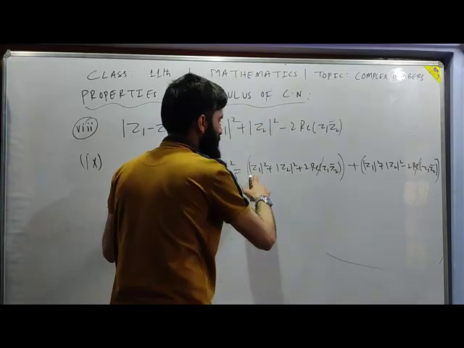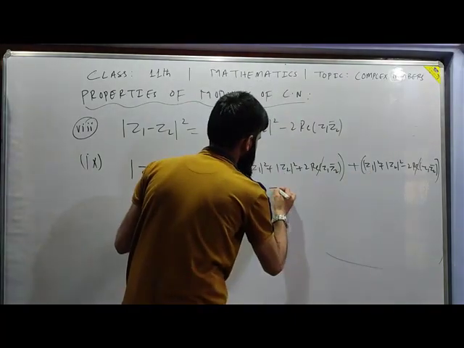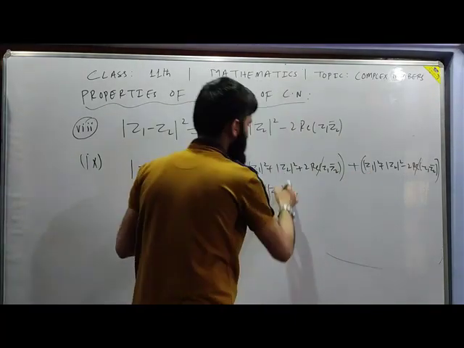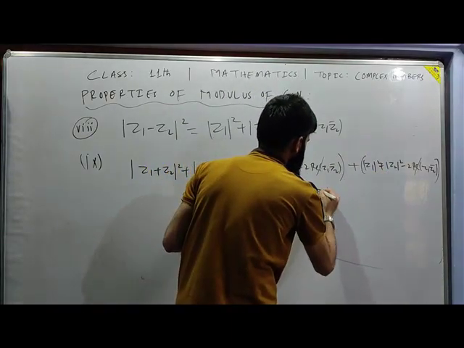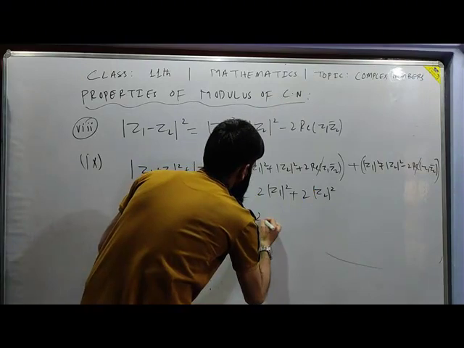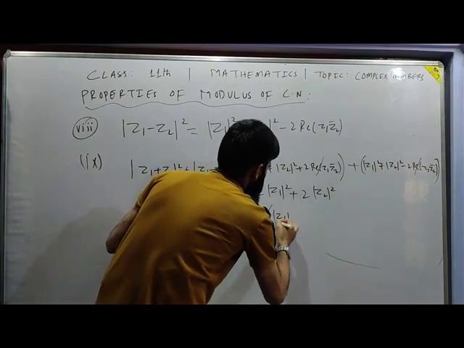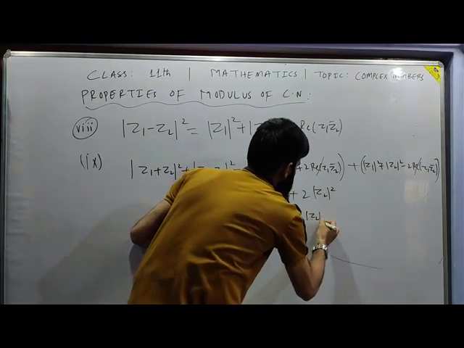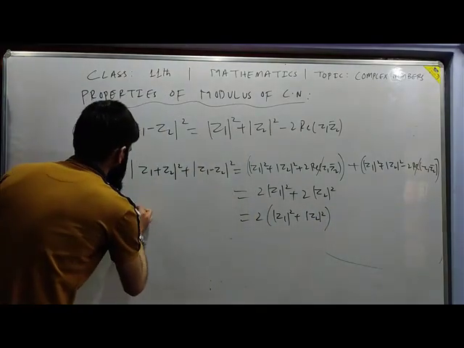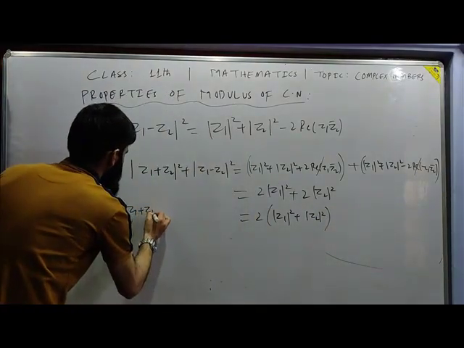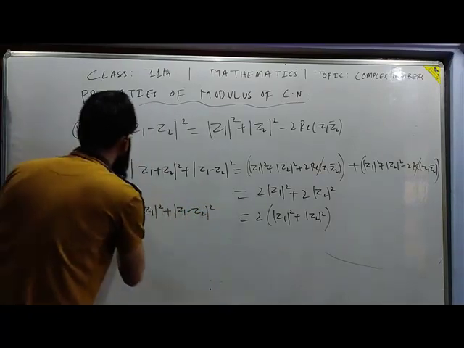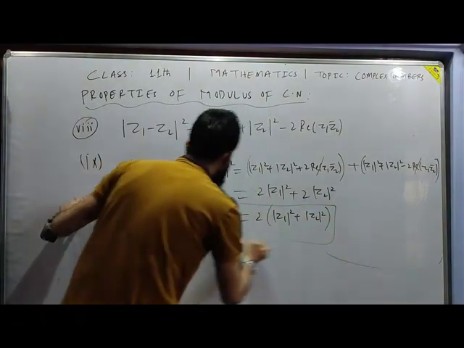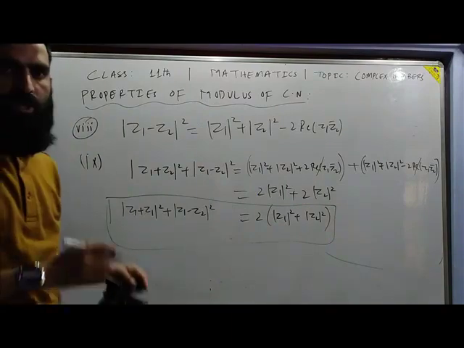You will get mod of z1 square plus mod of z1 square, that is twice mod of z1 square. And you will get mod of z2 square plus mod of z2 square, that is twice mod of z2 square. So in a nutshell, you will get mod of z1 square plus mod of z2 square. So this is another property. That means mod of z1 plus z2 square plus mod of z1 minus z2 square is basically equal to twice of mod of z1 square plus mod of z2 square.